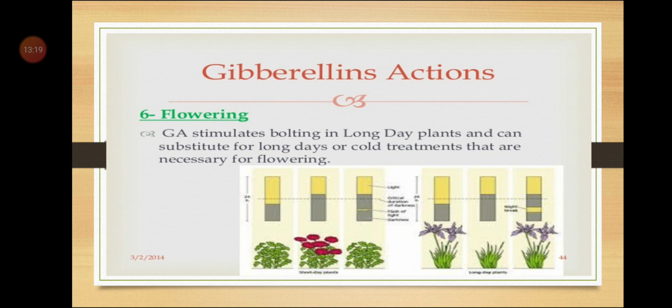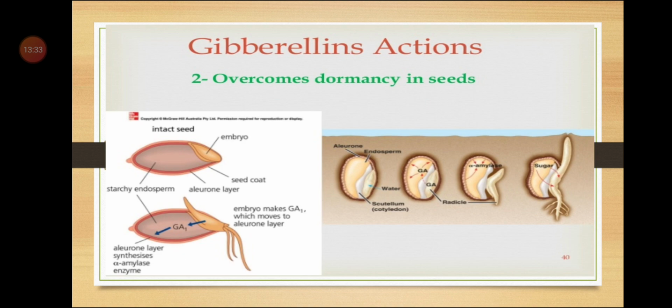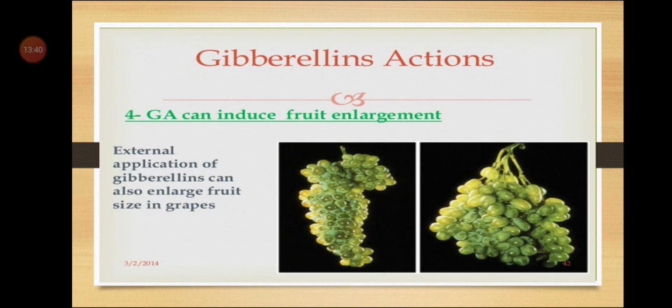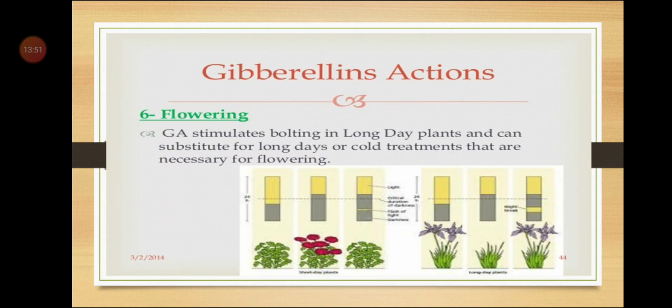You need to remember all the applications of gibberellins. It is a very important question from your board exam point of view. The applications are: promotes stem elongation, overcomes dormancy in seeds, is involved in parthenocarpic fruit development, induces fruit enlargement, promotes cell division and cell elongation, and helps in flowering of the plant. You have to remember this application part in detail for your exam.